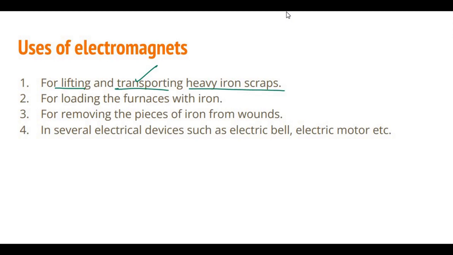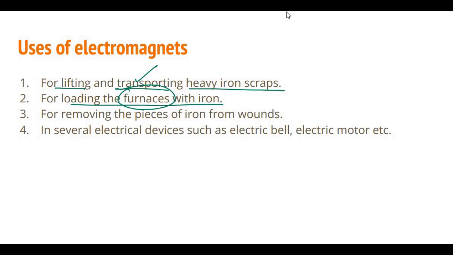For loading furnaces with iron. Okay, furnaces are places where it's very hot. Use Hindi mein bhatti bolte hai. If I have to load the furnace with iron, you know, we use electromagnets. Use load karke usi se load kiya jata hai furnace ko. जिसमें आयरन को अगर मुझे मेल्ट करना है, a heavy piece of iron needs to be lifted and it needs to be put inside the furnace, so we will use electromagnetic cranes to do this.